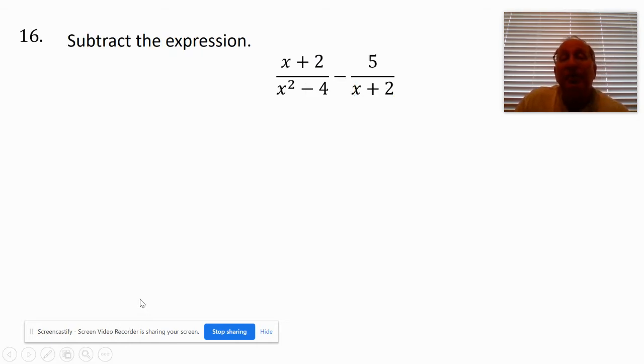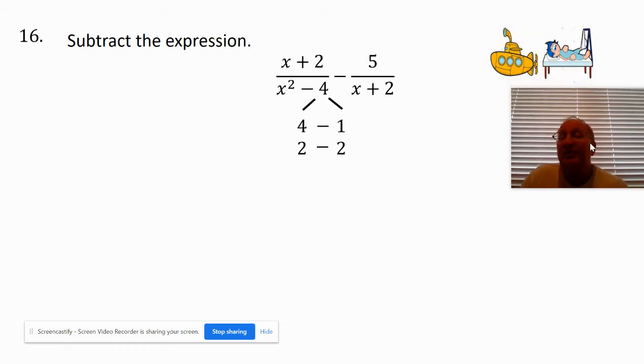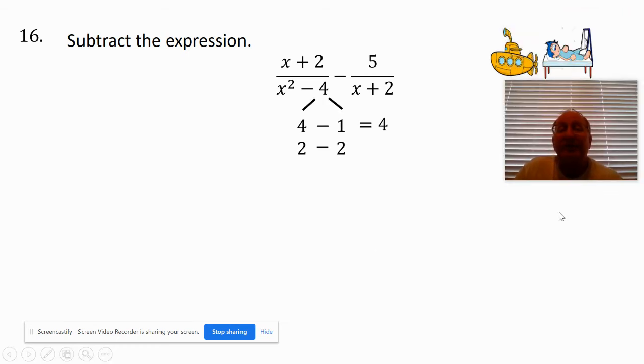Subtraction would be pretty much the same. The first thing I need to do is get a common denominator, and so the first thing I'm going to do is factor. All right, I got my little subtraction right there. I'm going to factor. Factor is 4, 1, 2, and 2.